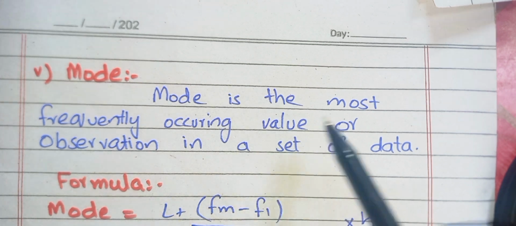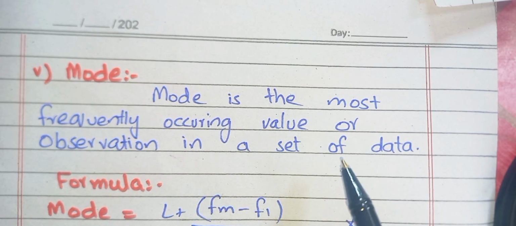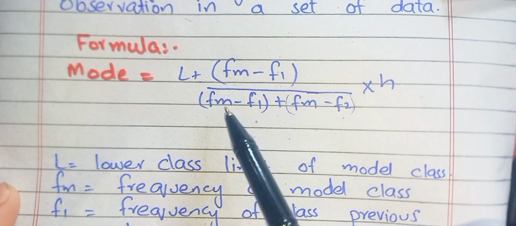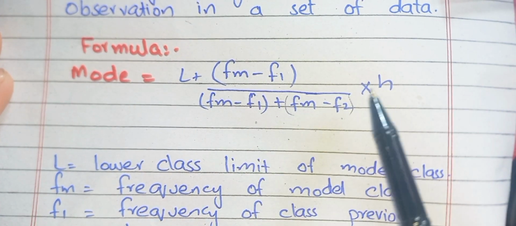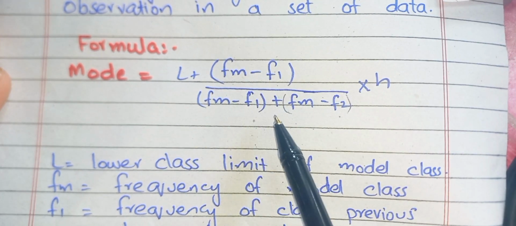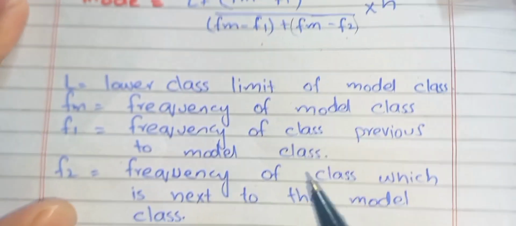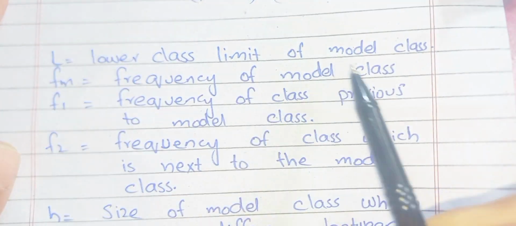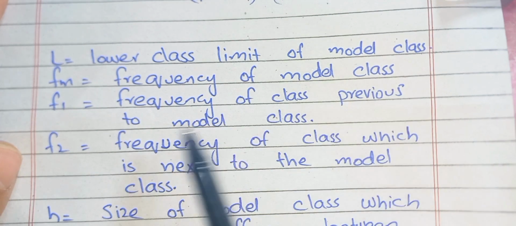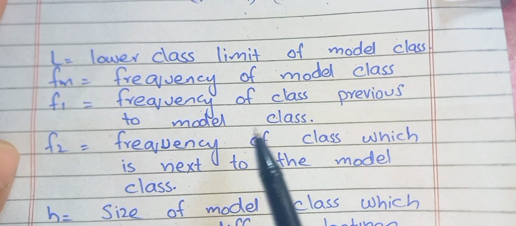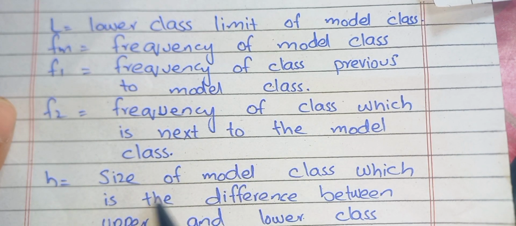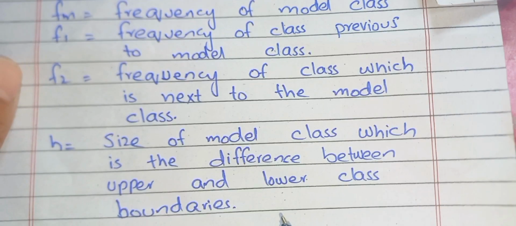Mode. Mode is the most frequently occurring value or observation in a set of data. Mode is represented by the formula L plus Fm minus F1 times h divided by Fm minus F1 plus Fm minus F2. L is the lower class limit of the modal class, Fm is the frequency of the modal class, F1 is the frequency of the class previous to the modal class, F2 is the frequency of the class which is next to the modal class. h is the size of the modal class, which is the difference between the upper and lower class boundaries.